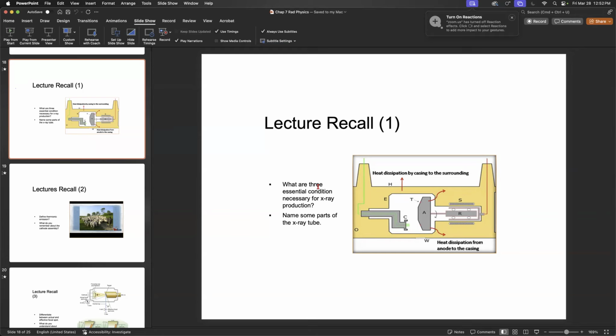Tasha, were you going to say something? Nicely done, Phoebe. Tasha, did you have a different comment? Yeah, I was just going to say the same thing. It's a source of electrons from the cathode, a source of acceleration, a high voltage, and a source of deceleration, an anode, and a vacuum tube. Vacuum tube. Fantastic.